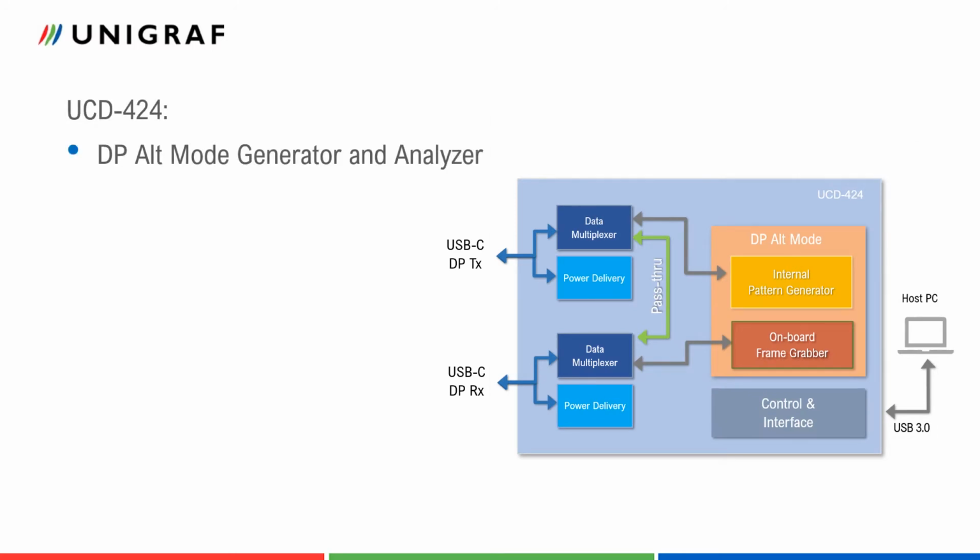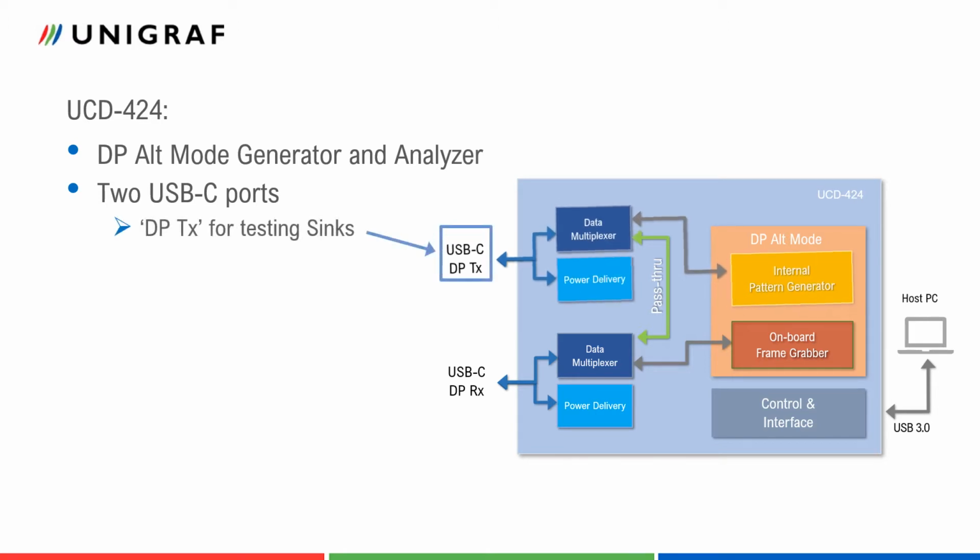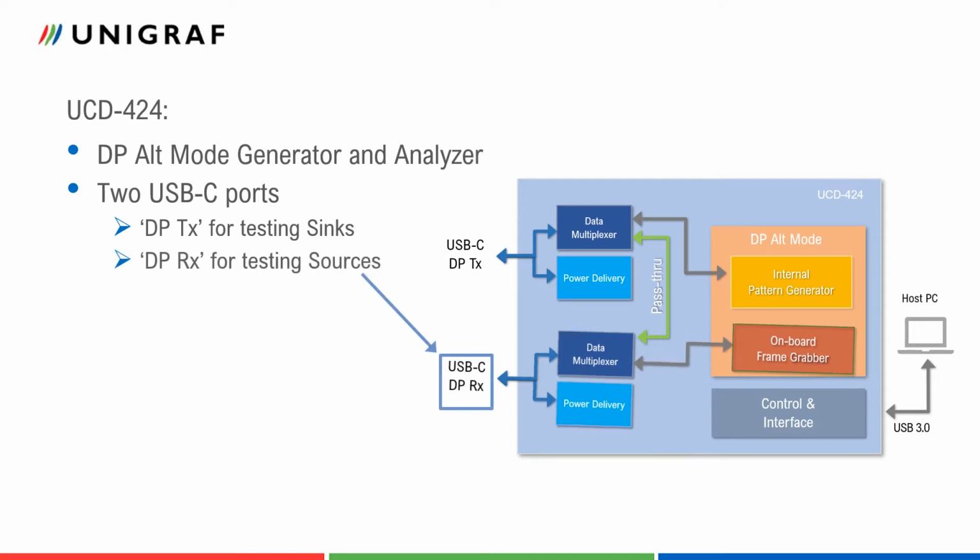Let us get familiar with UCD-424 test equipment. UCD-424 has two USB-C test ports. The one marked with DPTX is connected to the internal pattern generator and is dedicated to test DP sync devices. The other, marked with DPRX, is connected to the internal frame grabber and is intended for testing DP source devices.